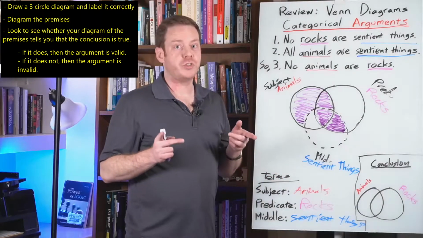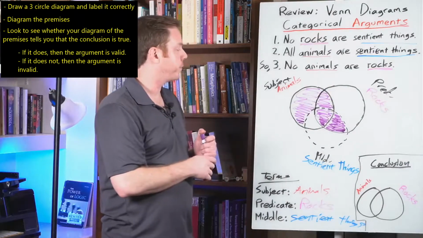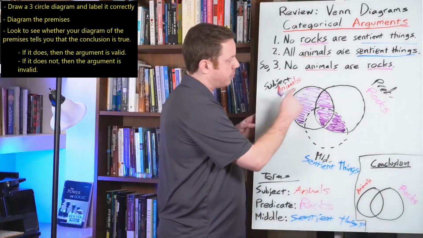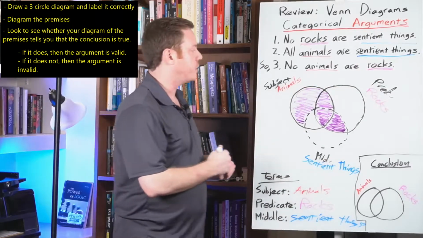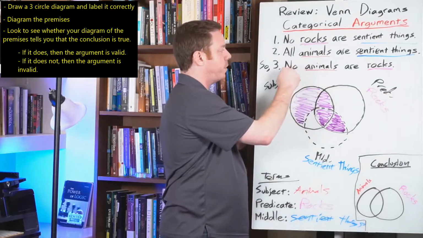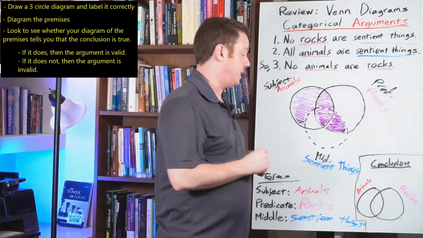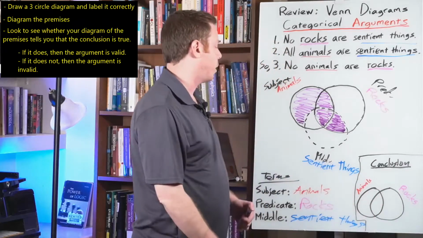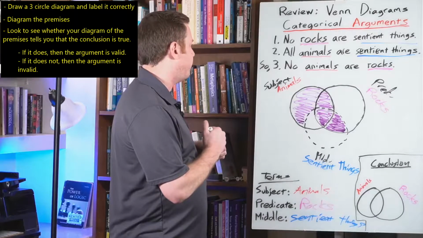What would our conclusion look like if it was also diagrammed on our diagram? Well, for that, we're just going to be looking at the animal circle and the rock circle, because those are the terms that occur in the conclusion. We're going to see if the diagram of our conclusion is already contained in our diagram of our premises. So off to the side, we have a separate diagram for our conclusion, just so we can see what it would look like for the information of the conclusion.